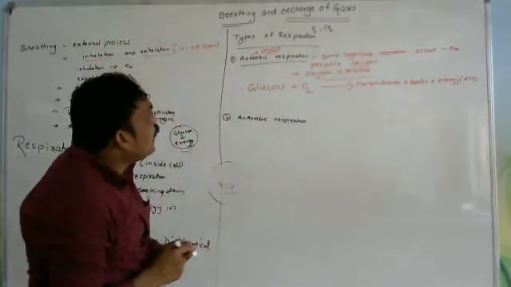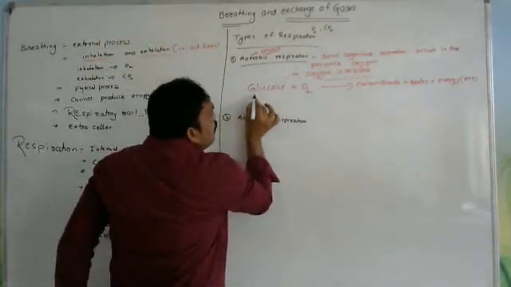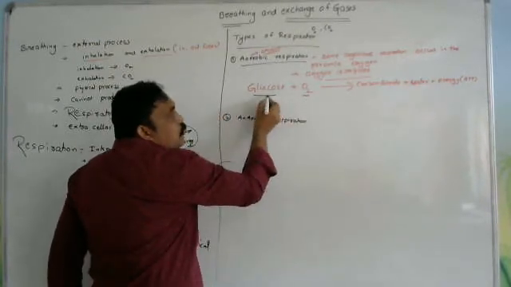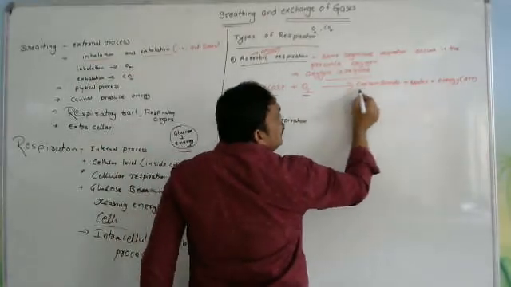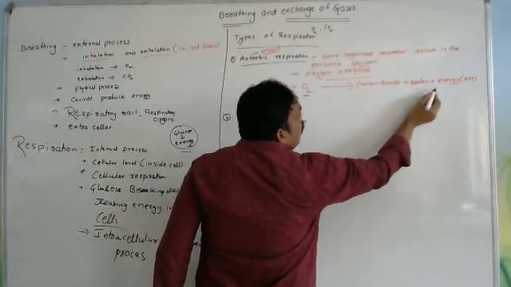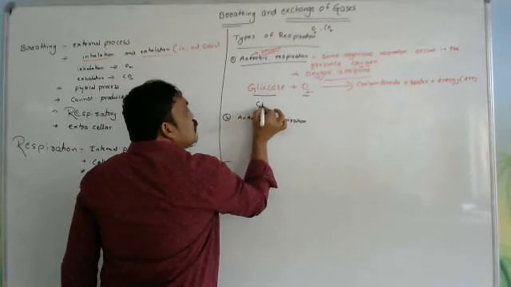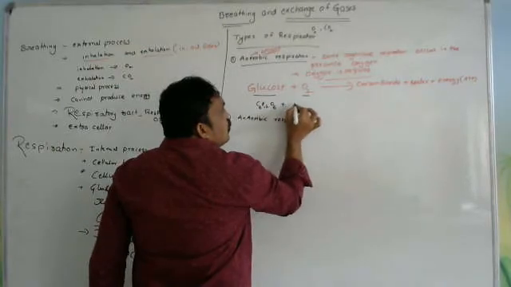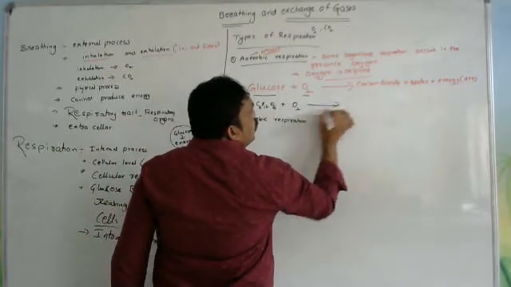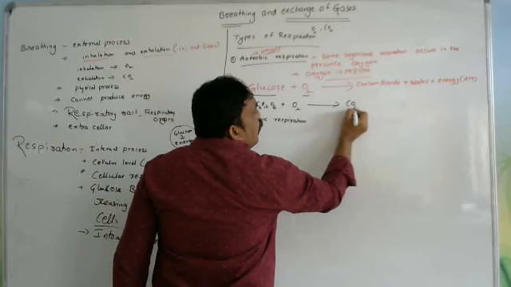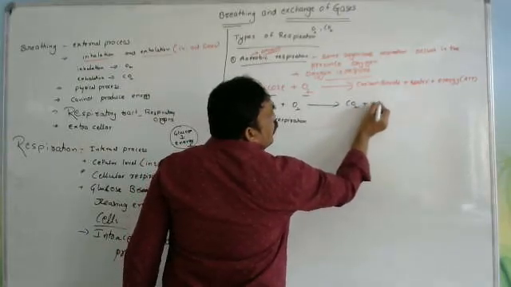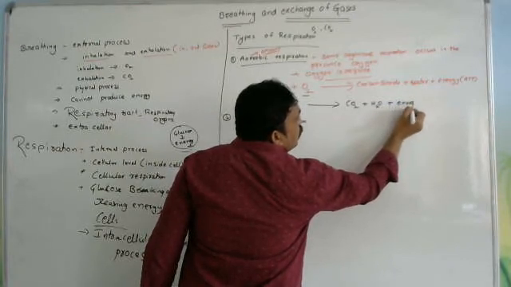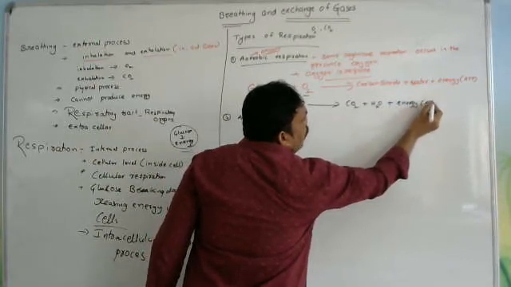So in aerobic respiration, the glucose molecule is oxidized. In the presence of oxygen, it releases carbon dioxide, water, and energy. So we write C6H12O6, that is the formula of glucose. In the presence of oxygen, through the oxidation process, it releases carbon dioxide, water, and also energy, in the form of ATP energy.